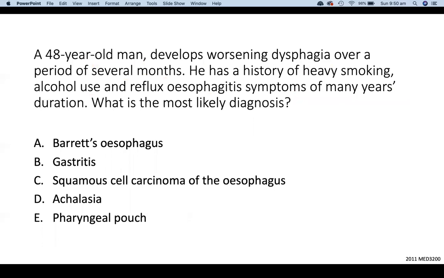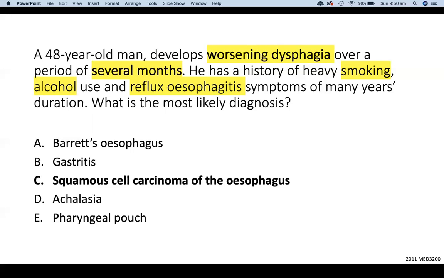So worsening dysphagia over a period of several months, smoking, alcohol, reflux esophagitis, what's the most likely diagnosis? So I think SCC, yeah, I think the toss up is between Barrett's and SCC, but Barrett's is typically asymptomatic unless it causes a benign stricture. So I think you would consider, is this a benign stricture or is this SCC? I think the main thing here is that it's happened over a period of several months, which is quite fast. I think that's the main thing that pushes you towards an SCC, but obviously you still have your risk factor of smoking and alcohol, which is classic of SCC.